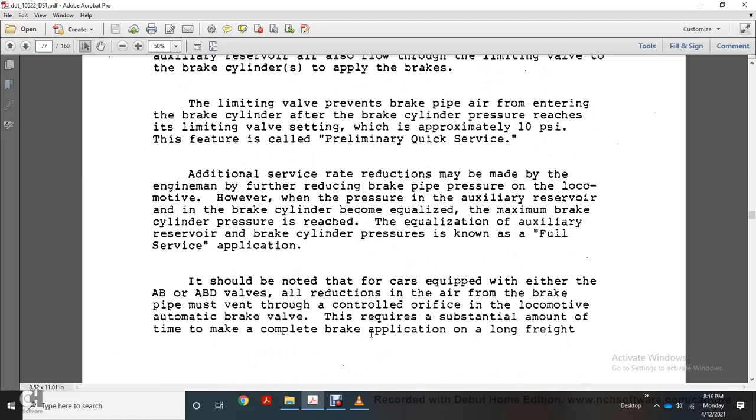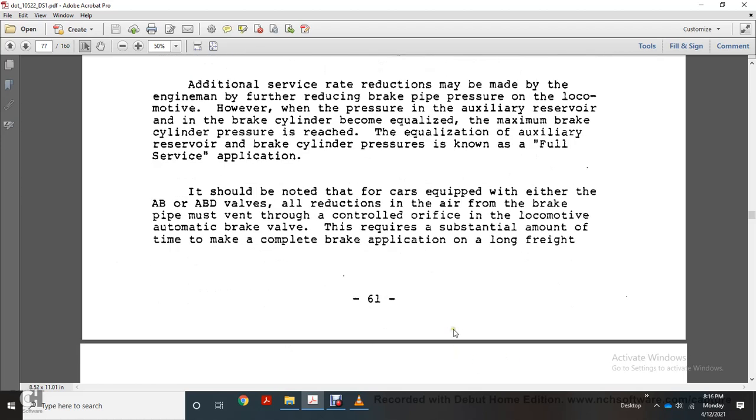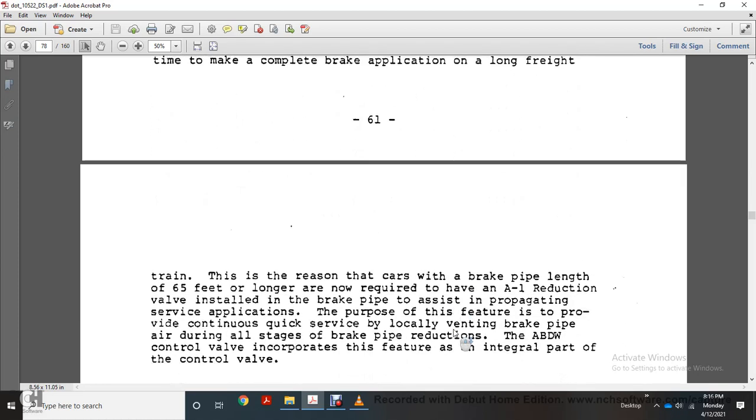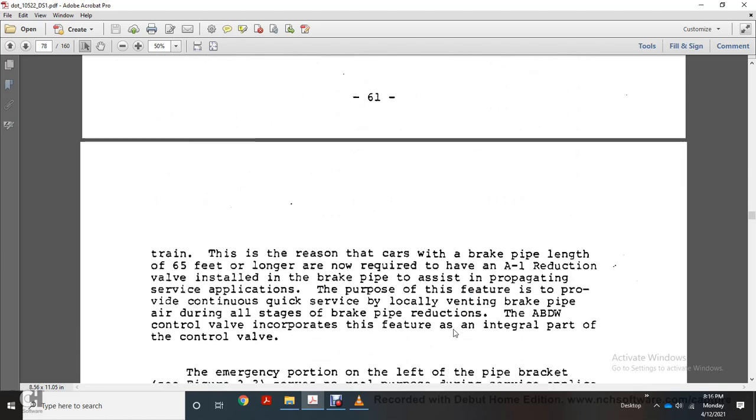It should be noted that on cars equipped with either AB or ABD valves, all reduction of the air in the brake pipe must be vented through the control orifice within the locomotive automatic brake valve. That requires a substantial amount of time to make the complete brake application on a long freight train. This is the reason that cars with a brake pipe length of 65 feet or longer are required to have an A1 reduction valve.